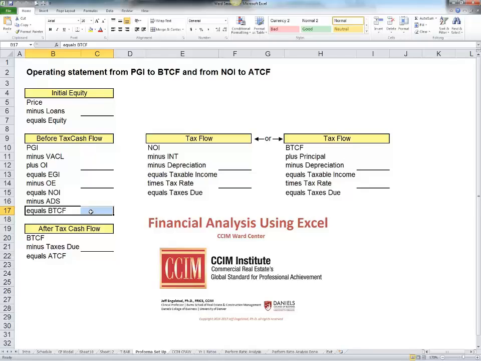I think the important thing to realize is, you know what the difference between before-tax cash flow and after-tax cash flow is? The tax, right?